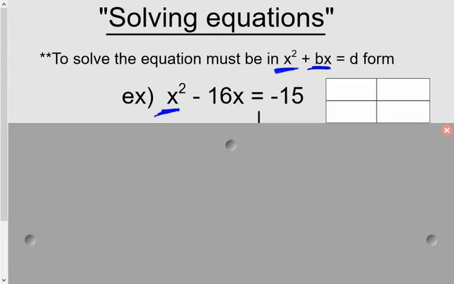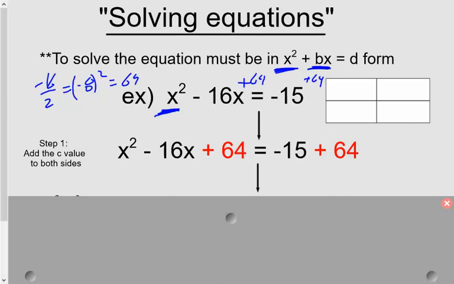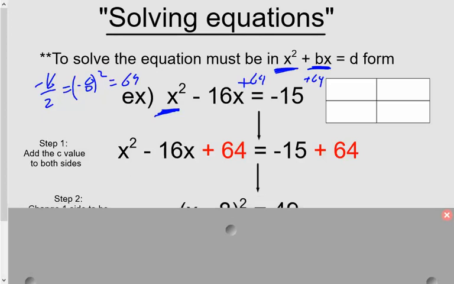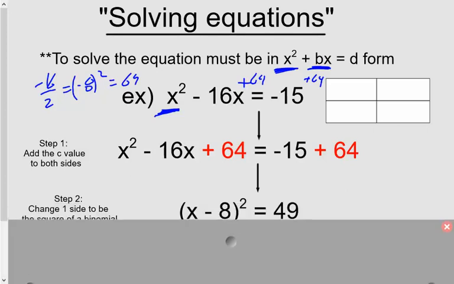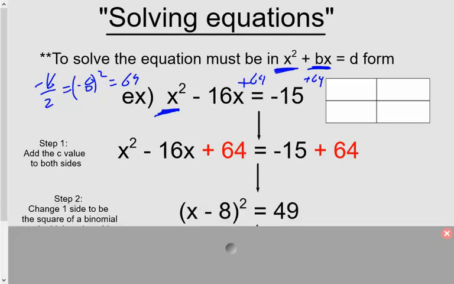So we're going to add our magic number here. We're going to take half of 16, and that's 8, negative 8, and then we're going to square that and get 64. So what we're going to do is add 64 on both sides of the equation. Now what that allows me to do is rewrite x squared minus 16x plus 64 into x minus 8 squared. And then 64 plus negative 15 is 49.